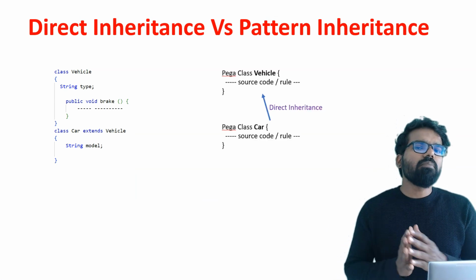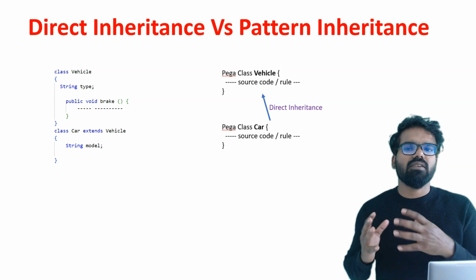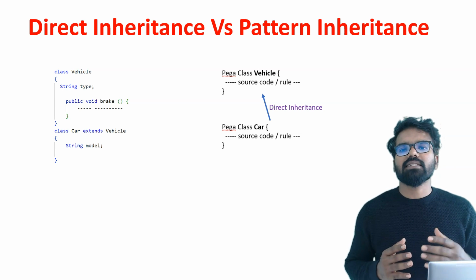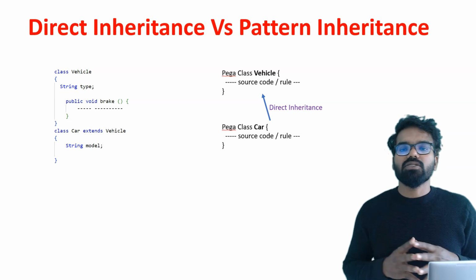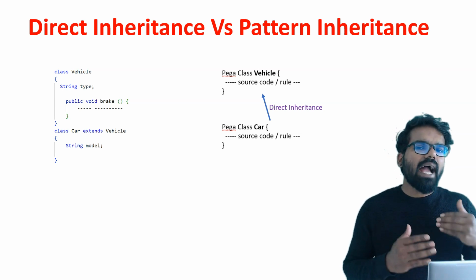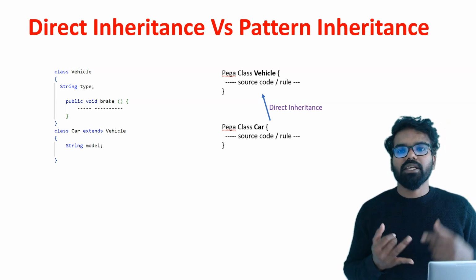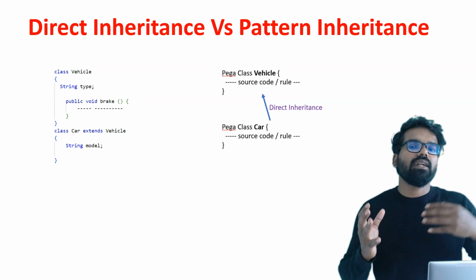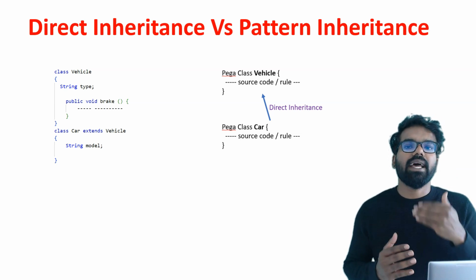Similarly, if you want to implement this same inheritance in Pega, we can create a class of car, then we can also create a class of vehicle, and car can directly inherit from the vehicle so that it can reuse all the attributes from the vehicle class. So under the vehicle class, you can define properties, you can define activities, everything, and car can use the rules from the vehicle class because it is direct inherited.